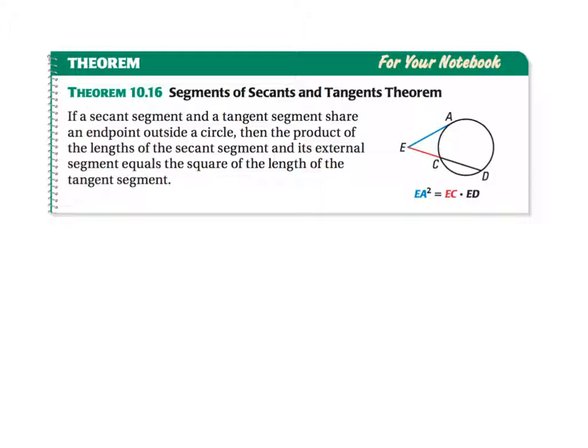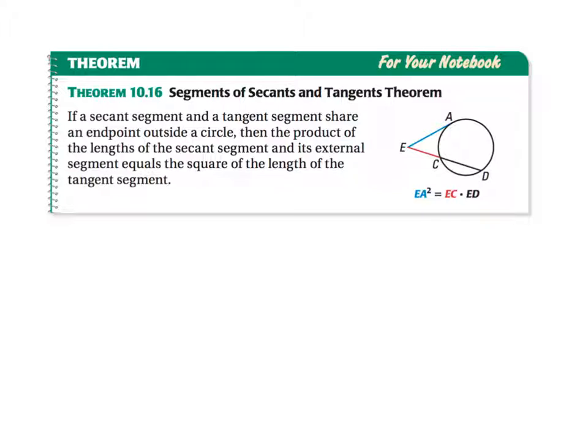Our last theorem is theorem 10.16, segments of secants and tangents theorem. If a secant segment and a tangent segment share an endpoint outside of a circle, so looking at the diagram, we have a tangent segment and a secant segment sharing point E. Then the product, which means to multiply, of the lengths of the secant segment and its external segment equals the square of the length of the tangent segment.